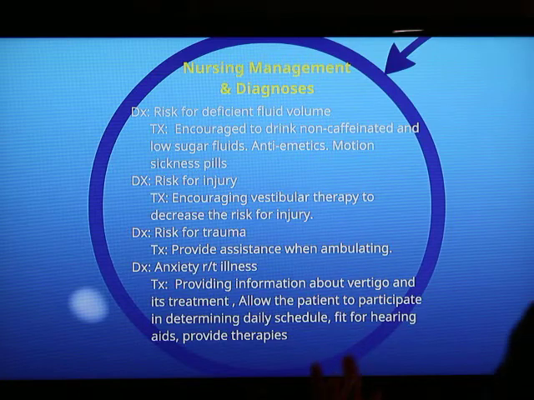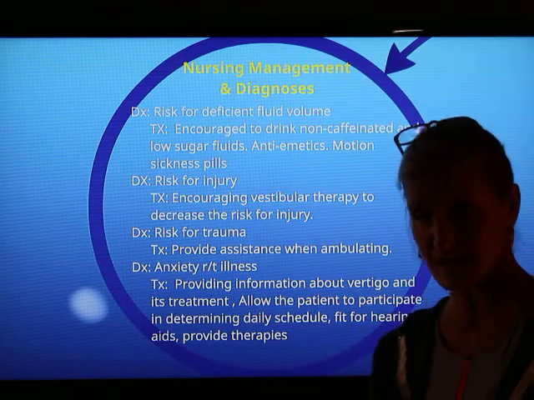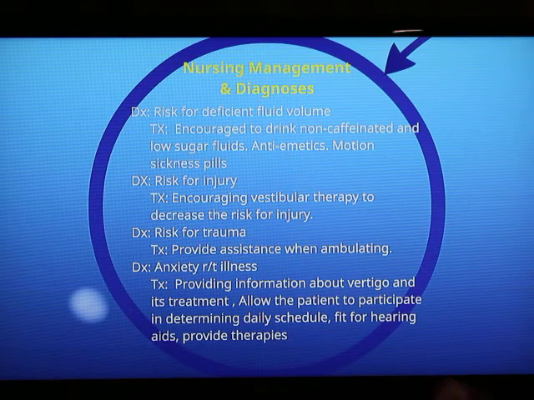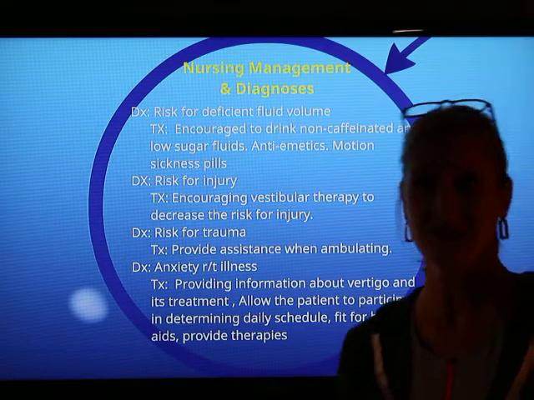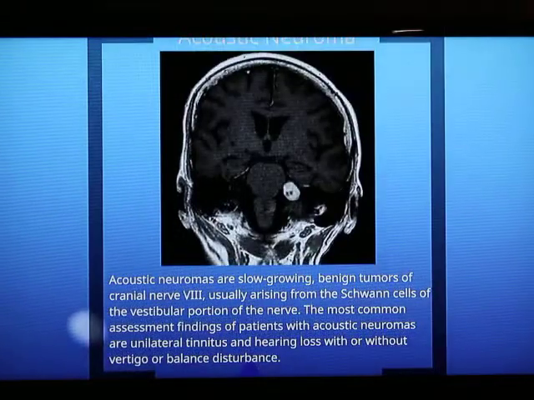So tell the patient what's going on. Tell them what some treatment options are. You try to educate them on what the disease is. Try to have them participate in activities of daily living, maybe fit them for hearing aids, and tell them about some of the different therapies that are available to try to decrease their anxiety.